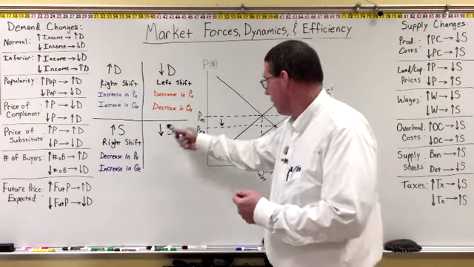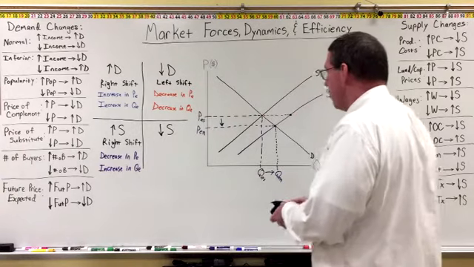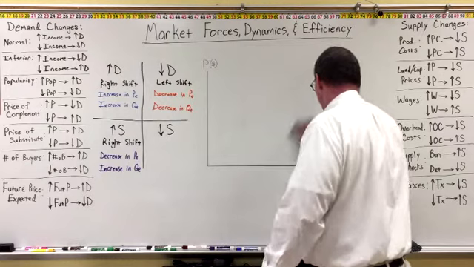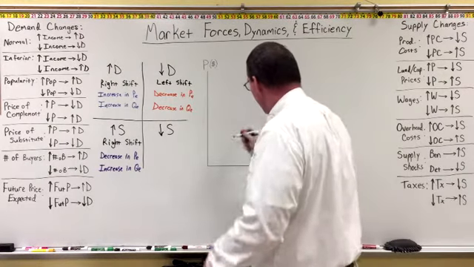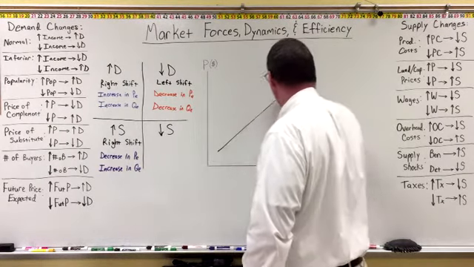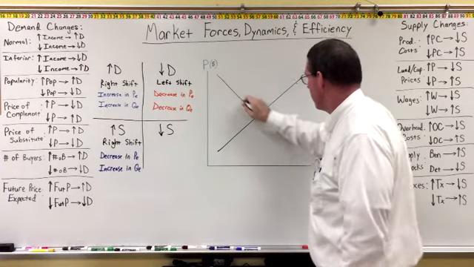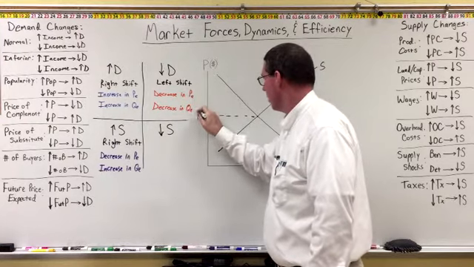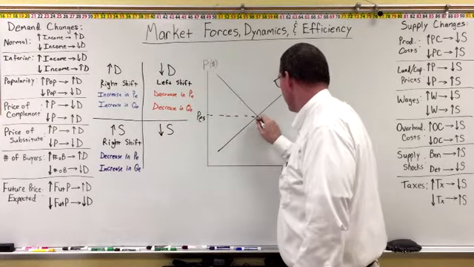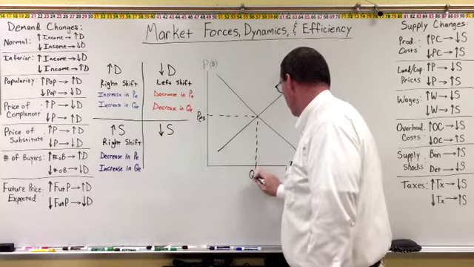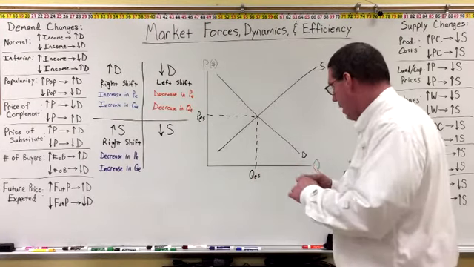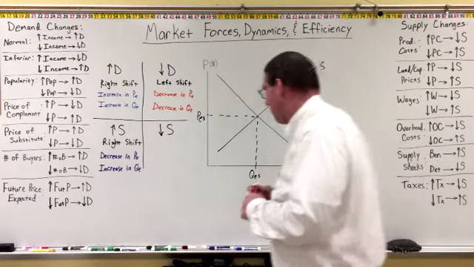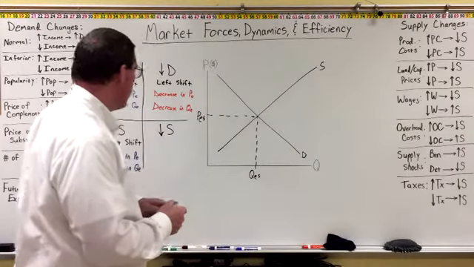All right, now let's look at our last one of this quadrant. Let's look at a decrease in supply. So we'll draw a new supply curve and a new demand curve here. Let's say that this is the original supply curve and this is the original demand curve. So here's our starting equilibrium price and here's our starting equilibrium quantity. Now what we're going to have in the economy is a decrease in supply.